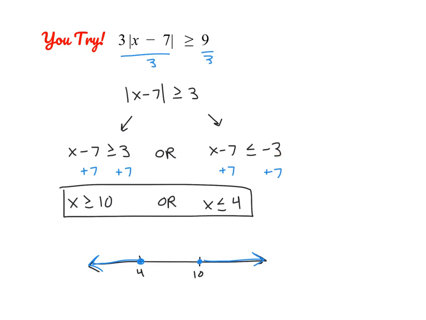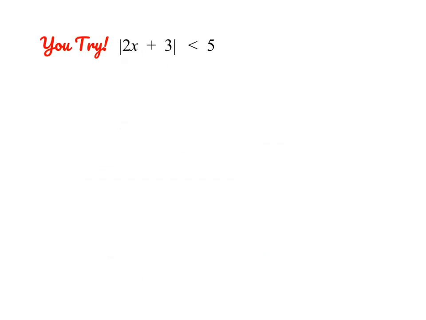So we get x is greater than or equal to 10, or x is less than or equal to 4, which looks like this graphically. So everything below 4 and everything above 10. So you can see two split regions, which is why it's an OR inequality. All right, here's the last problem of the video. So please pause again, try it on your own, and we'll check your answer in just a few seconds.